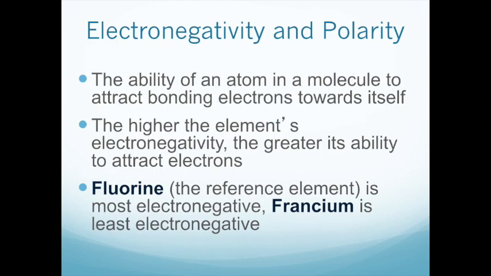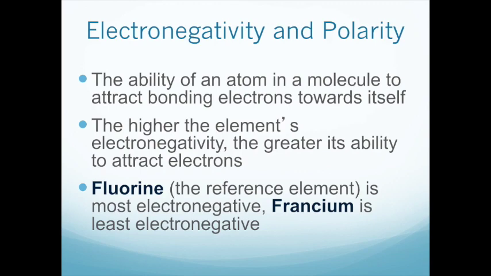Now, we will introduce the idea of electronegativity and its relation to the polarity of molecules. Now, electronegativity is the ability of an atom in a molecule to attract bonding electrons towards itself. And the higher the electronegativity of an atom, the greater its ability to attract electrons. Fluorine is the reference element for this scale. It is considered to be the most electronegative atom and is given the value of 4.